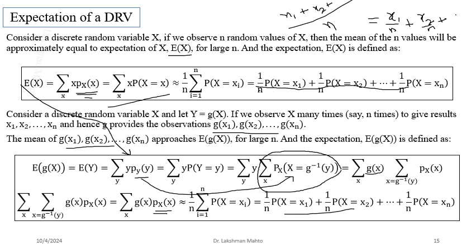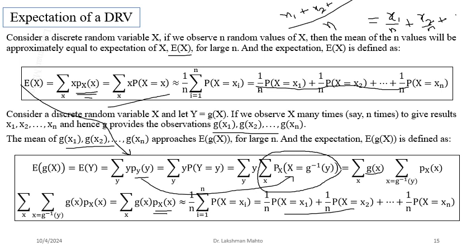And y is g of x. A small y, one observation, is g of x, and we are taking a summation with respect to x, over the probability of all those x which are mapped to y. Overall we are taking summation with respect to x. That's why it becomes the summation of g of x into the probability mass function of x. So you don't have to compute the probability mass function of y directly. You take the probability mass function of x, multiply with g of x, and sum it for all x. You will get the expectation of g of x, the expectation of y.